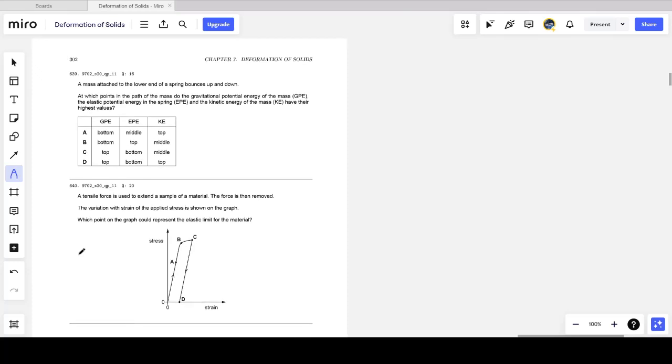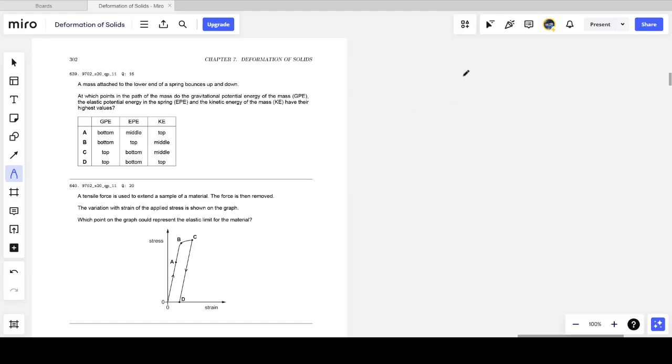The next question is 639. It comes from the summer 2020 exam. That's May-June 2020. It's question paper 1, variant 1, and it's question 16 from that paper. We're told that a mass attached to the lower end of a spring bounces up and down, and we are asked at which points in the path of the mass the gravitational potential energy, the elastic potential energy, and the kinetic energy of the spring have the highest values.